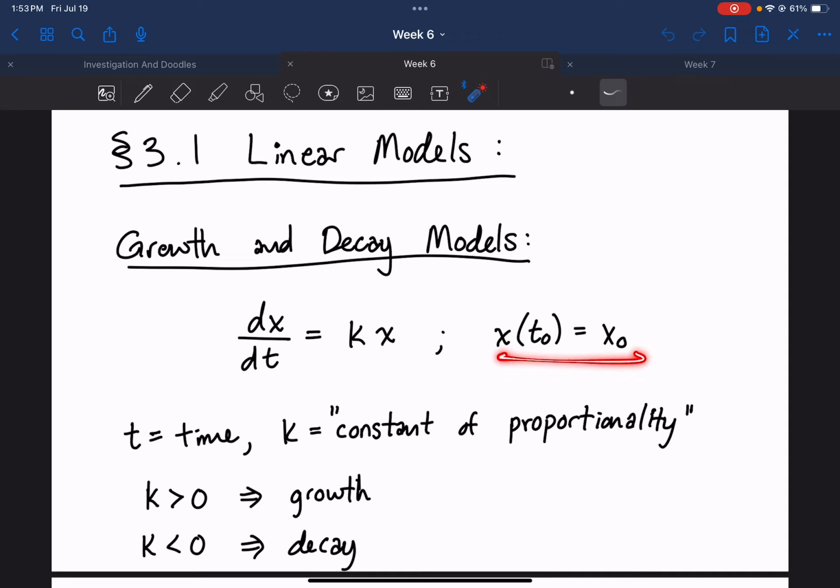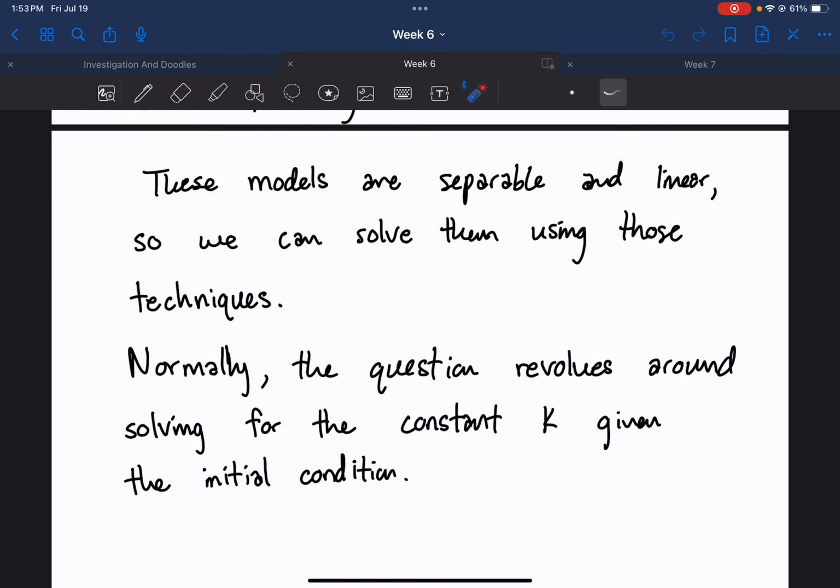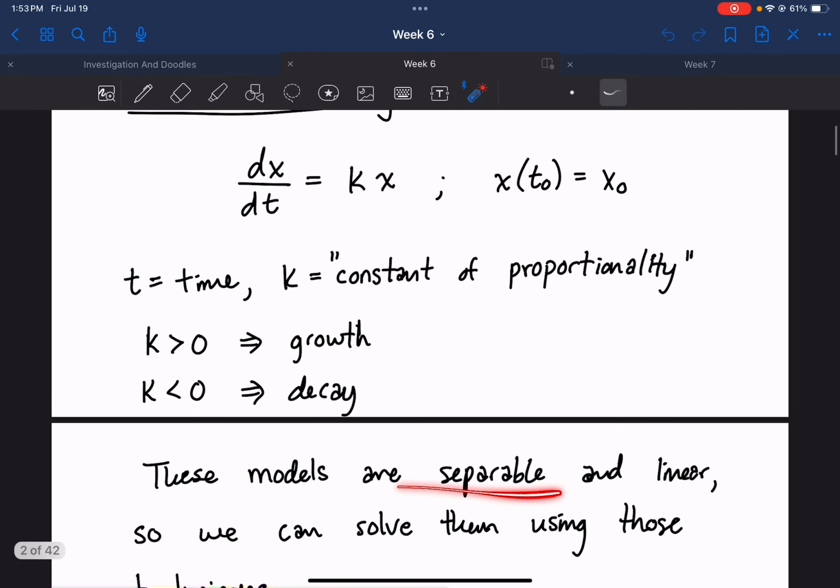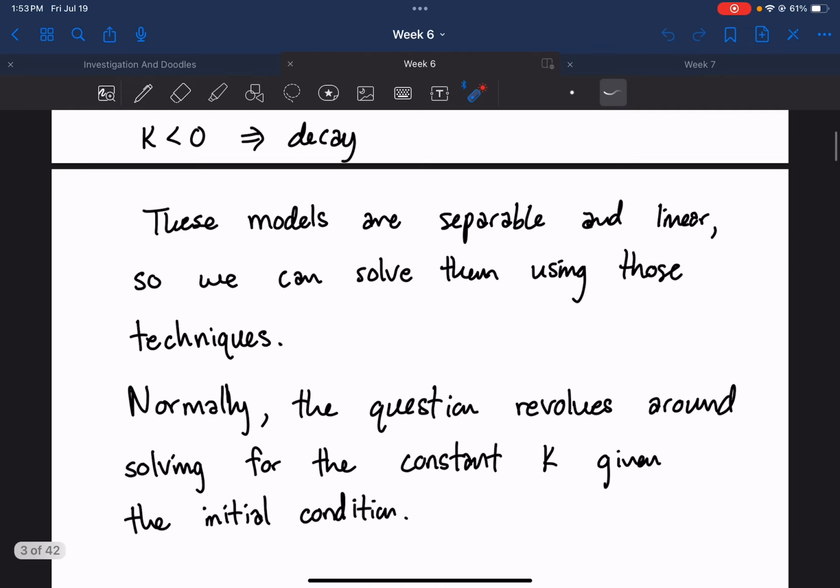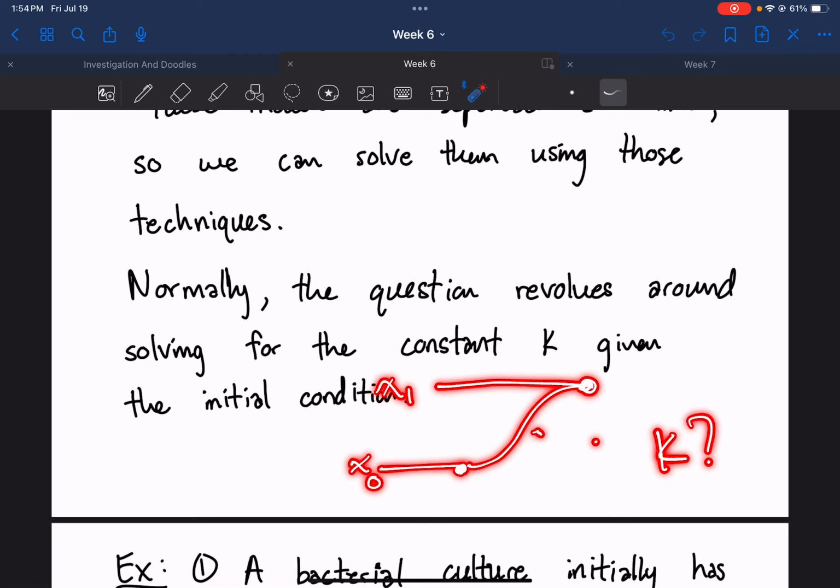And you initialize it, right? At t equals 0, you have some initial amount of stuff. These models are nice, separable, and linear, so you can solve them using either integrating factor or separability. Take your pick. Normally, the questions revolve around finding k, given some initial condition. So they'll say, at time 0 you have this amount of x, and at time 1 you have this amount of x, and they want to know what is k, your constant of proportionality, given this change in time.